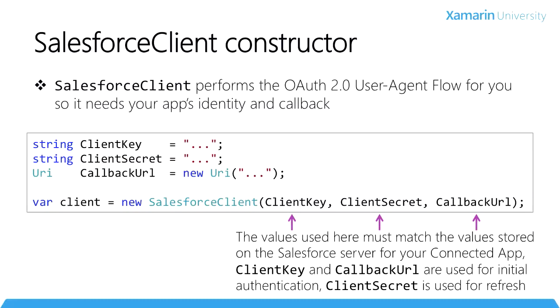Note, the Salesforce website uses the OAuth 1 terms, consumer key and consumer secret, instead of the OAuth 2 terms, client key and client secret. The Salesforce client uses the OAuth 2 user agent flow for the initial authentication, and this requires only the client key and callback. It does not use the client secret. However, the client will also automatically try to refresh the access token when the old one expires, and then it will use the OAuth 2 refresh token flow, which requires the client key and client secret.